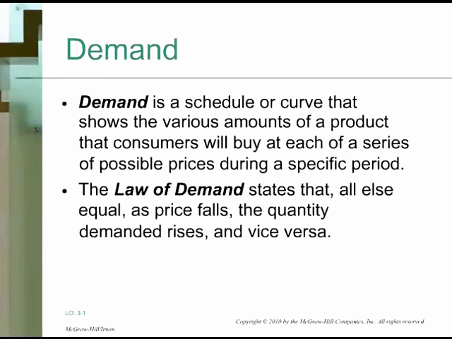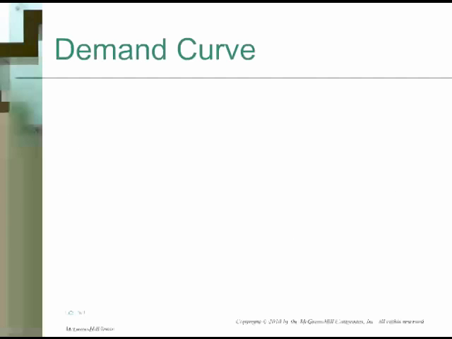Demand is a schedule or curve that shows the various amounts of a product that consumers will buy at each of a series of possible prices during a specific period. The law of demand states that all else equal, as price falls, the quantity demanded rises, and vice versa.